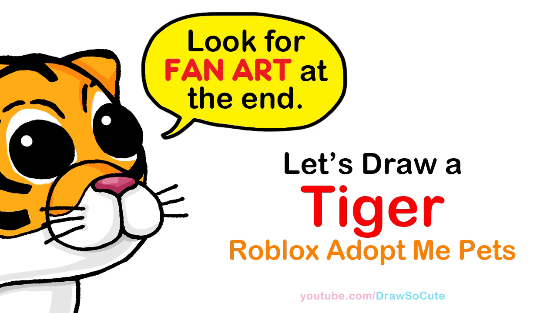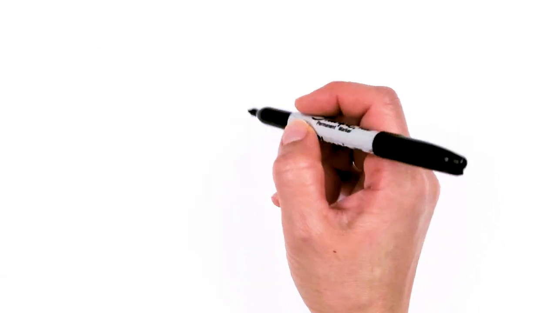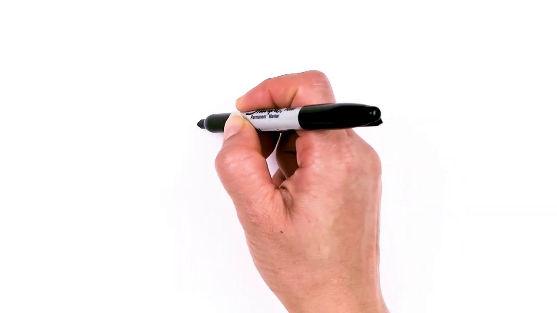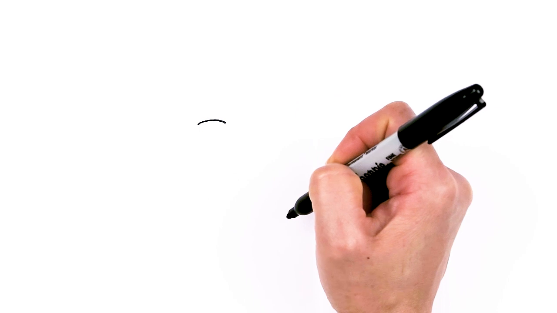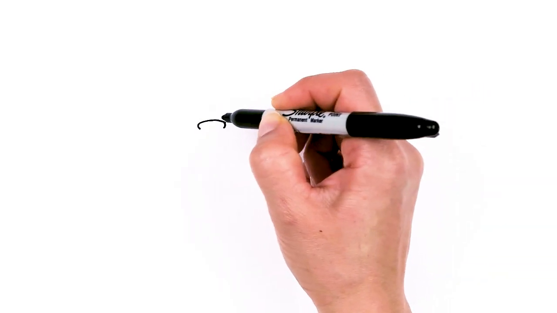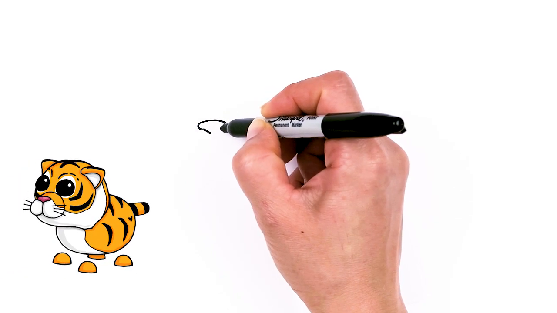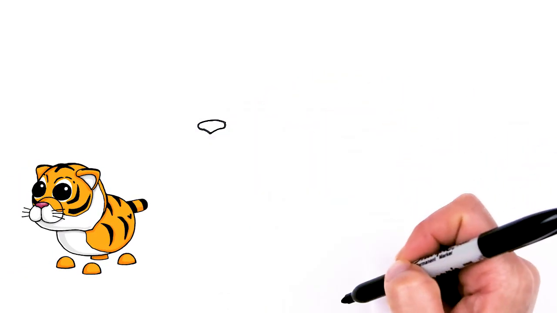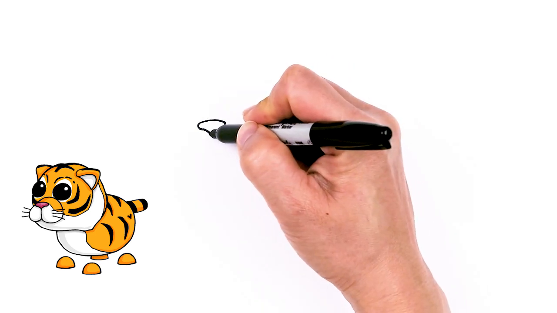So let's get started. To draw this cute tiger, let's first start by drawing its nose. So I'm going to come right here and draw a soft curve right there across. And then I'm going to round off the corners. And then give a little wobble and then bring it to the center. A little wobble and bring it to the center. Right there. Then from there, I'm going to bring a straight line down.